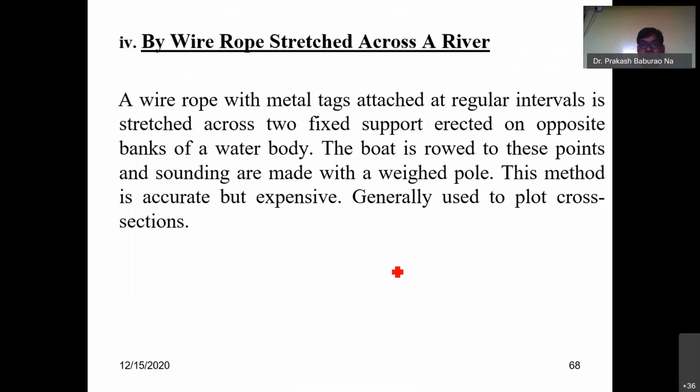By wire rope stretched across the river: have you observed the suspended bridge where the poles are fixed on the banks of the river and all the loads are carried by the cable? In the same way, a rope is stretched from one bank to the other bank, and the tendons are fixed at regular intervals and suspended, now located at the top of the water body. With respect to that point, you sail the boat and fix the boat, and with respect to that point, you go for the sounding operations.